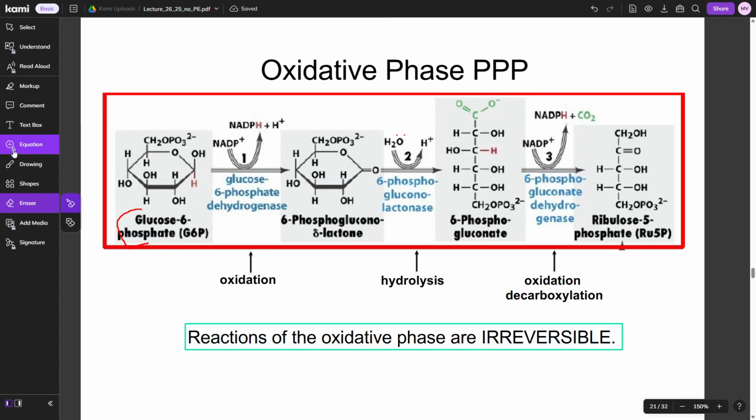Yeah. So, just real quick, see this here? Notice how it turns into a lactone here? Right, it's an oxidation because we're making another carbon bond. Use NADP+ to make NADPH.